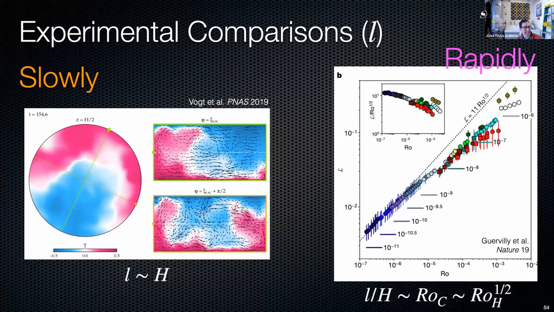Okay, in terms of length scales, again, in the slowly rotating limit, yep, system scale works. And in the rapidly rotating limit, it is about ROC, which corresponds to system scale Rossby to the 1/2.